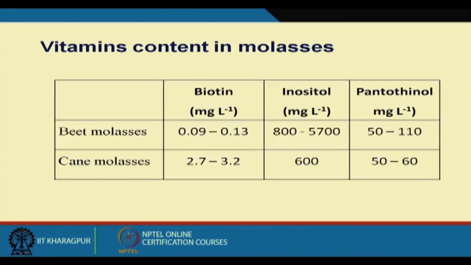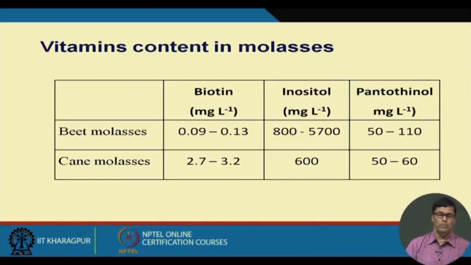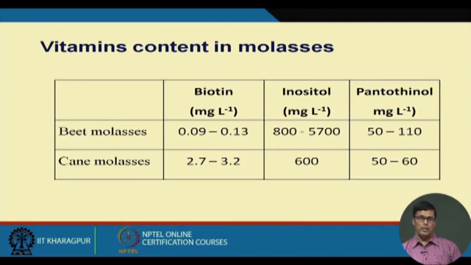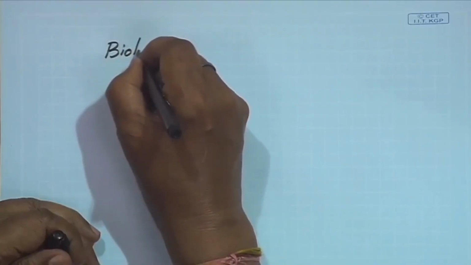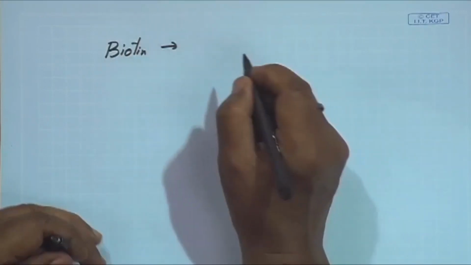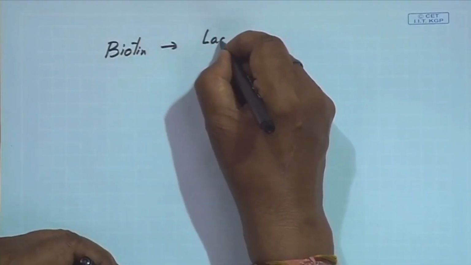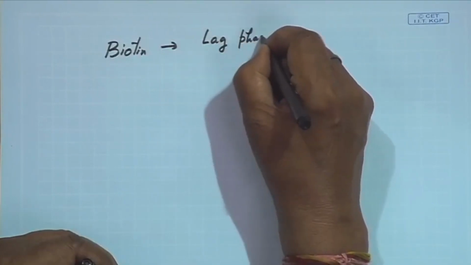Though in India also, in the southern part of India, some places produce beets, and from that we can also produce beet molasses, but the number is very few. If you look at the vitamin distribution in beet molasses and cane molasses, biotin, inositol and pantothenate play a very important role in the alcohol fermentation process. Now, take biotin, for example. If your media does not contain any biotin, then the lag phase of the fermentation will increase.